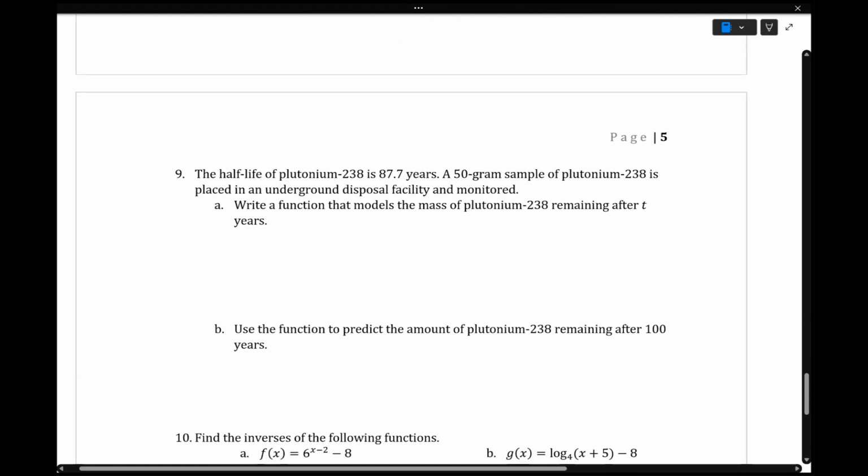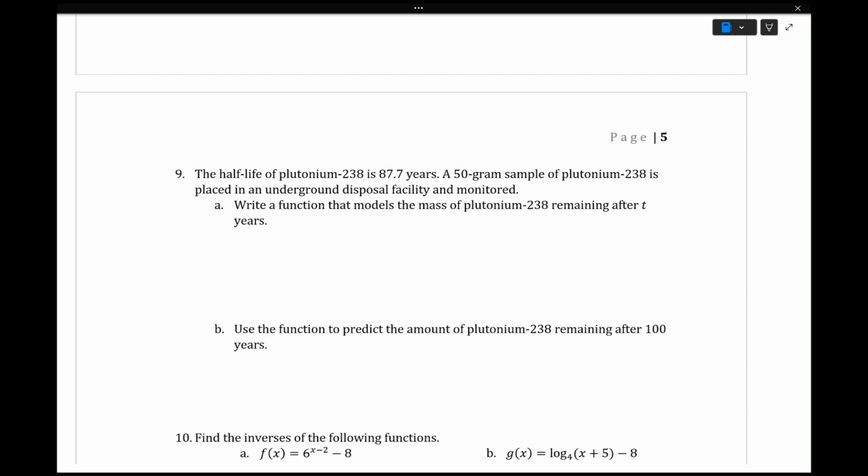All right. Let's talk about half-life. Half-life is how long it takes for half of a radioactive element to decay. This is a really important thing when we're talking about radioactive waste. So let's look at plutonium-238. This is the actual half-life for it. I looked it up online. So let's write a function that models the mass of plutonium-238 after t years.